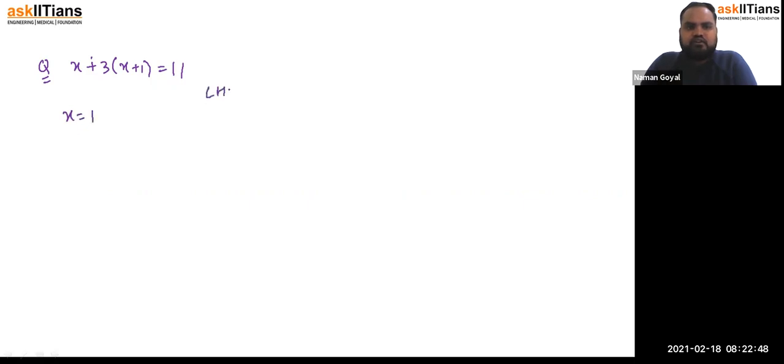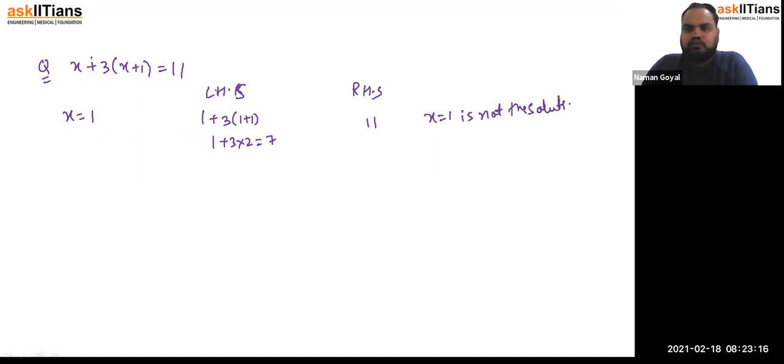So we find the LHS and the RHS. When x is 1, the LHS is 1 plus 3 into 1 plus 1. So how much do we get? 1 plus 3 into 2, which is 7, and RHS is 11. So x is equal to 1 is not the solution.